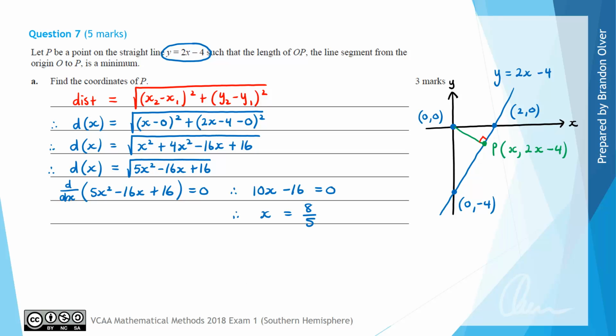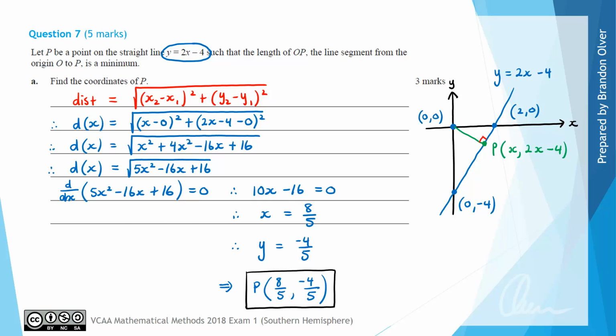And just to wrap this up, we would find that y is equal to minus 4 on 5 by substituting that back into the rule y equals 2x subtract 4, which gives the point P being the same as what we found using method 1, as being 8 on 5, comma, negative 4 on 5. So that would be the answer to part A of this question, using a slightly different method which involved the distance formula.